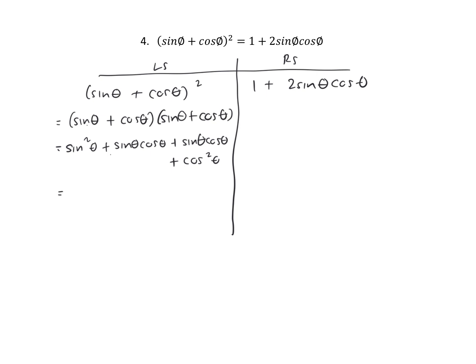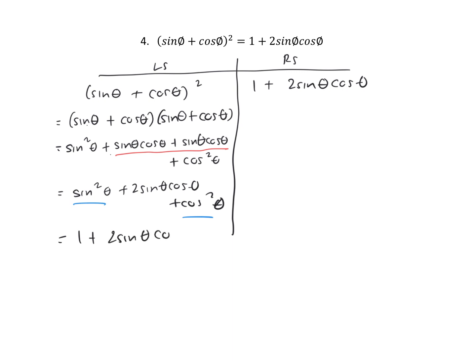So we have 4 things to multiply. We've got like terms here, we've got 2 of those. Then when I check the other side, I see that both sides have 2 sine theta cos theta, but on the right side we have a 1, and on the left side we've got this sine squared plus cos squared, but I know that equals 1. So I will replace sine squared plus cos squared with 1, and then the left side equals the right side.